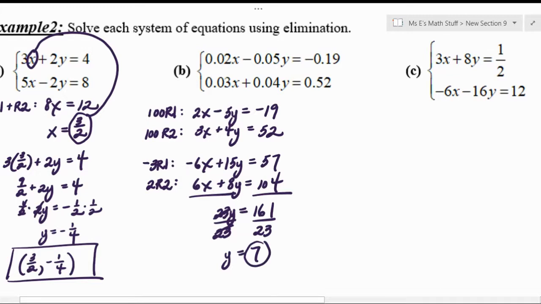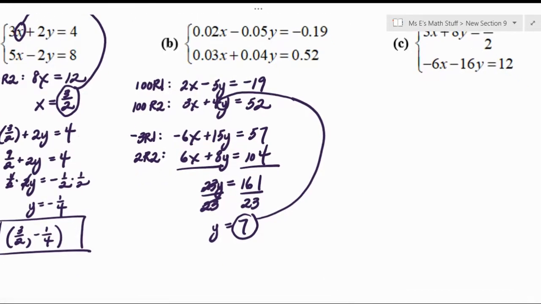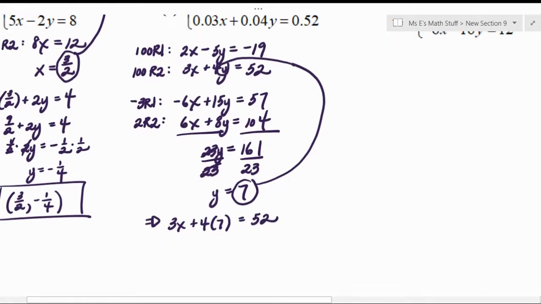And where do I want to put that in? I think I kind of like row 2 for this. There we go. So I'm just going to replace that y with a 7. And then what would I have? I'd have 3x plus 4 times 7 equals 52. 4 times 7 is 28. Let's see, what's 52 take away 28? There we go. Okay, divide both sides by 3 and you get 8.